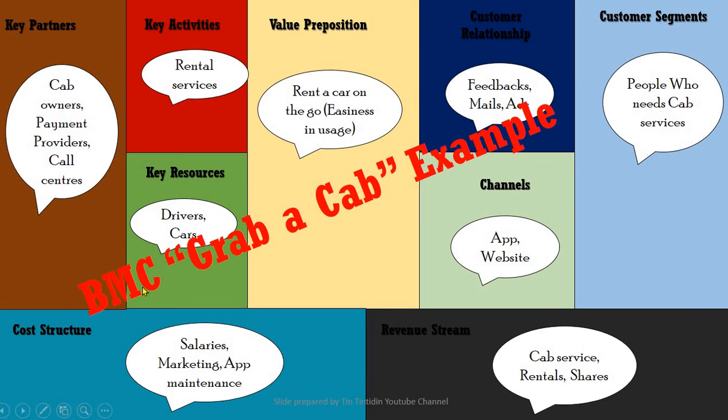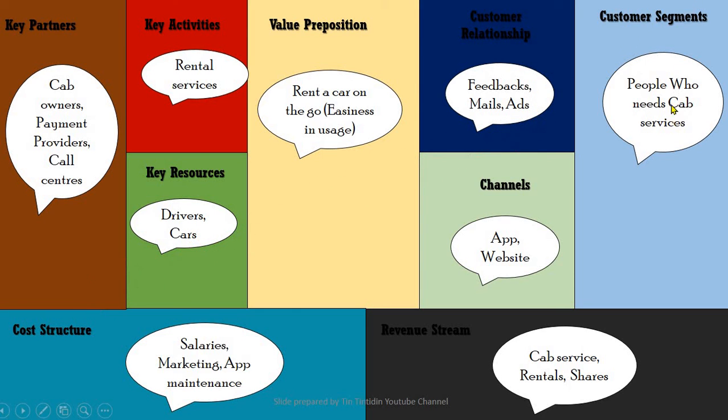Okay. Now let us take an example of a cab service. We have named it Grab a Cab. So this cab service we'll try to apply to BMC. So now the first one, the customer segments. Who are our customers? People who need cabs are our customers. The customer relationship: I'm going to have an app. In that app, once the customer gets out of my cab, I'm going to get feedback from him. And I'm going to send mails and advertisements which my customers could watch. That is my mode of relationship with my customers.